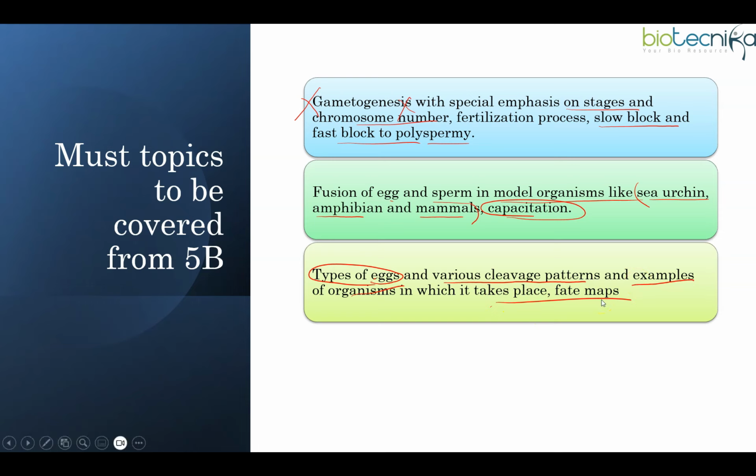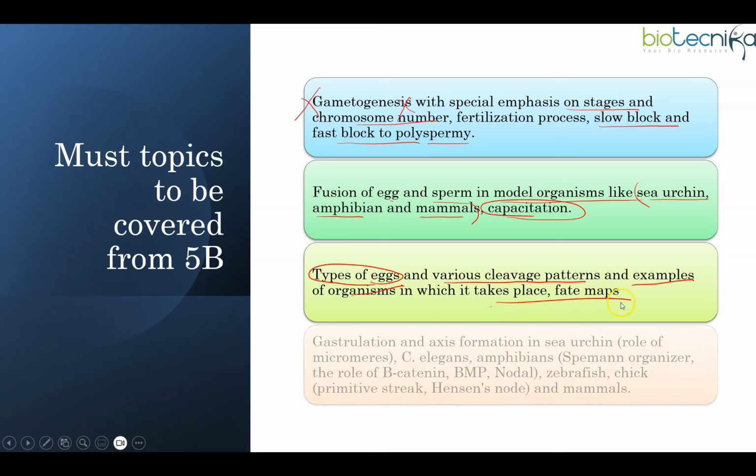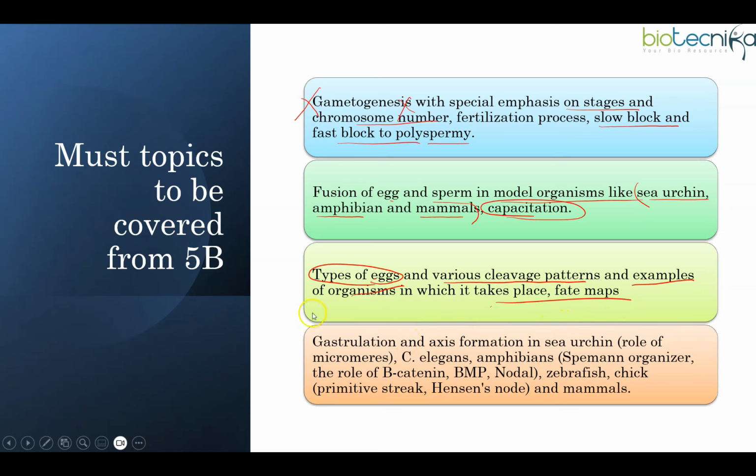So this type of egg, if you have, then after fertilization what type of embryo it will form, and in that embryo which part of the embryo is supposed to give what type of structure. So fate maps also you must know. Then the gastrulation part, which is the main chunk of portion of developmental biology.